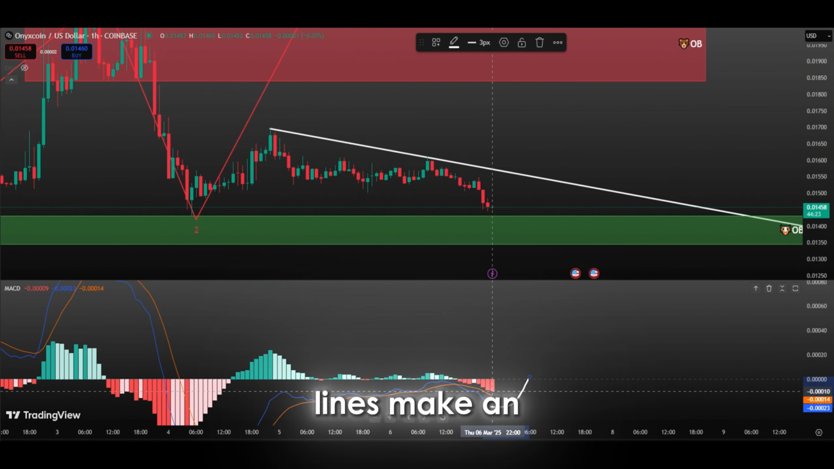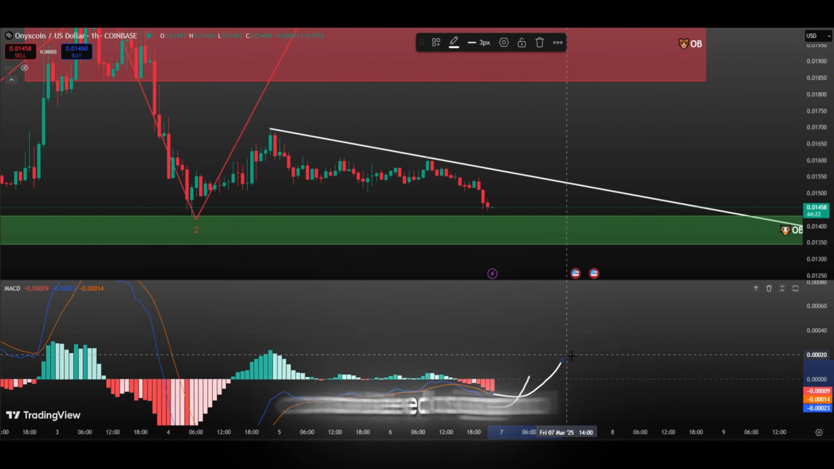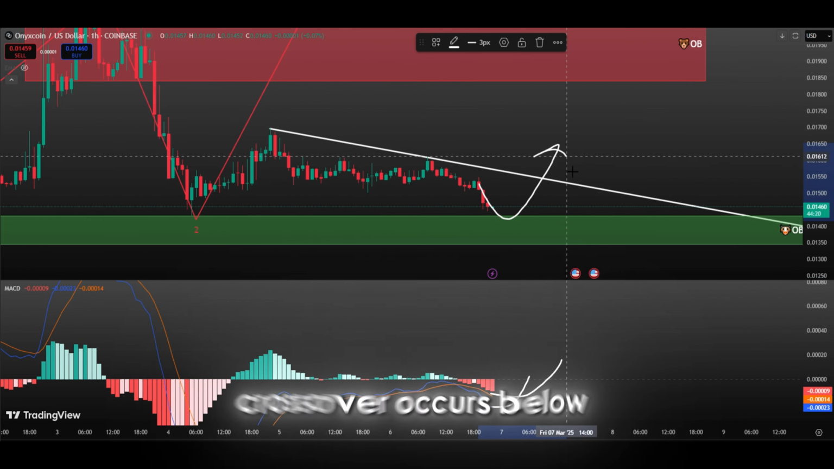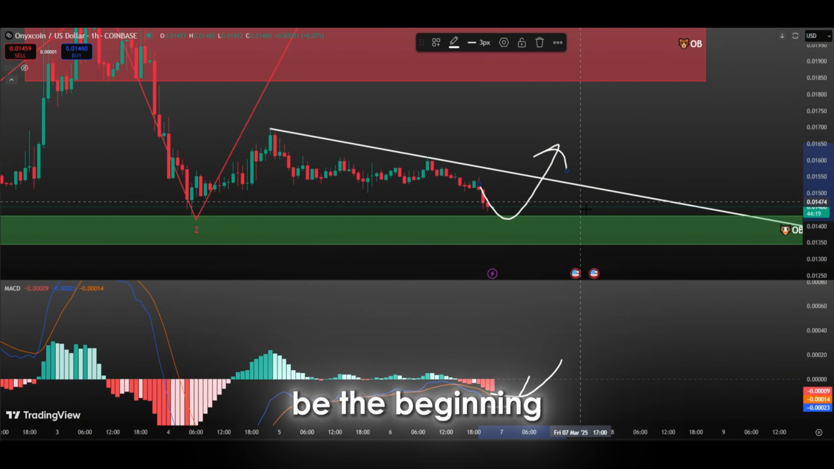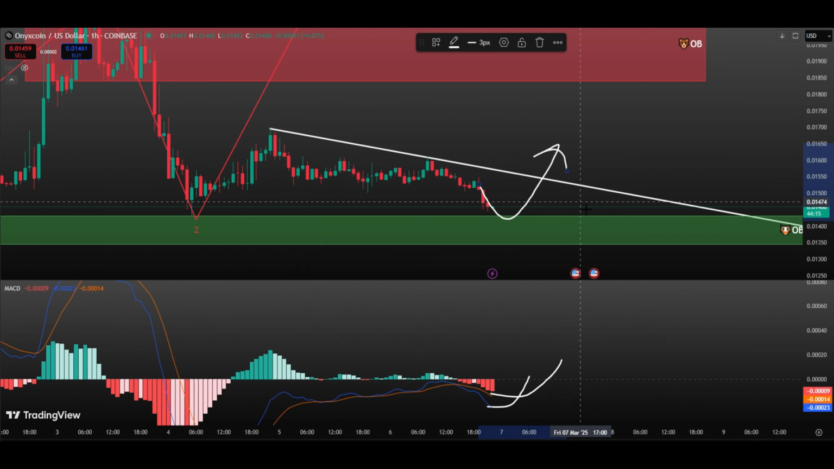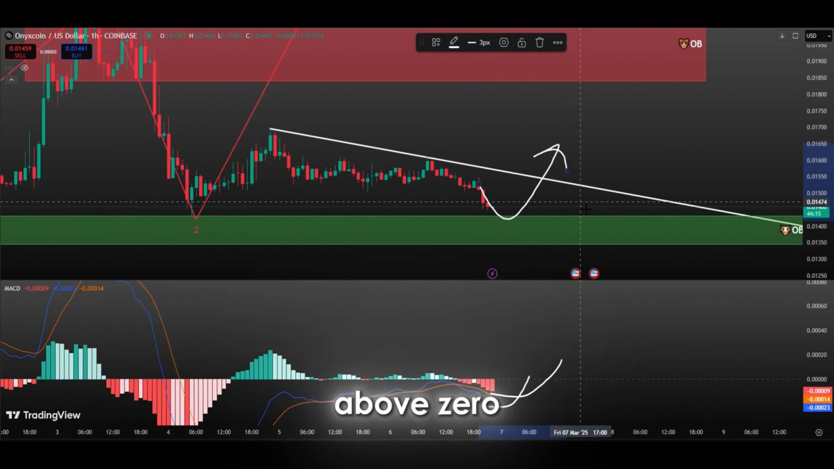If the MACD lines make an upside crossover, this is usually considered a signal of a momentum shift. Especially if this crossover occurs below the zero line, this can often be the beginning of a strong bullish wave. This is because crosses below the zero line usually occur in oversold areas, increasing the chances of an upward reversal. If the MACD lines rise back above zero after making a crossover, then the upside is bigger.